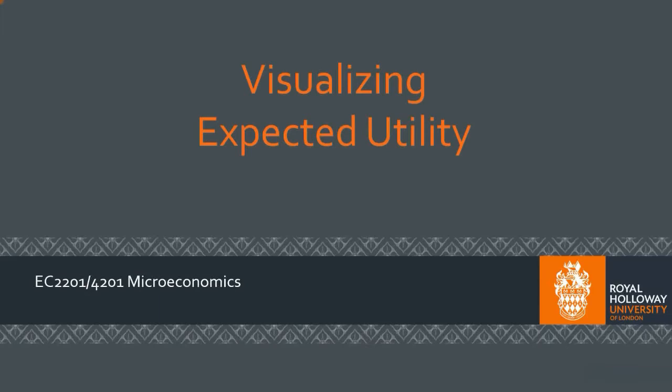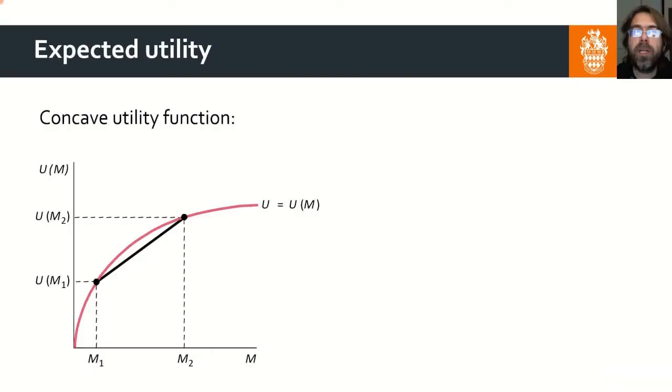Here is a video on how to think about expected utility visually. Most textbooks that talk about expected utility show you a concave function with 2 points on it that are connected with a line. I want to briefly explain why they do this in a bit more detail. Now first, what is a concave function?